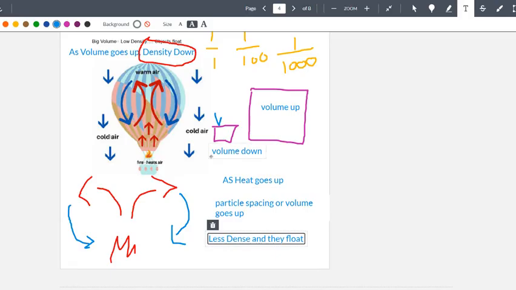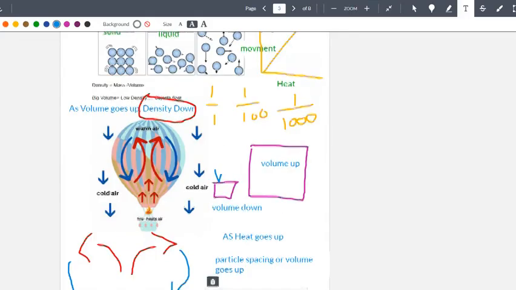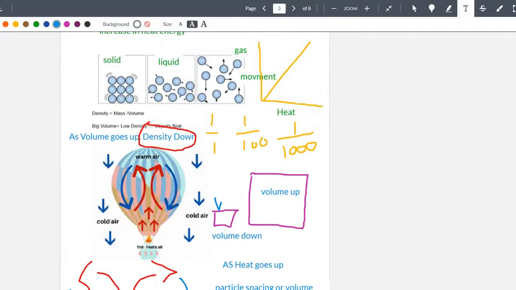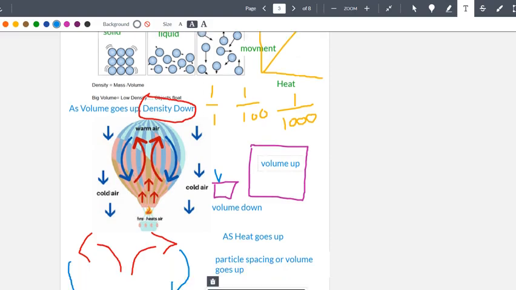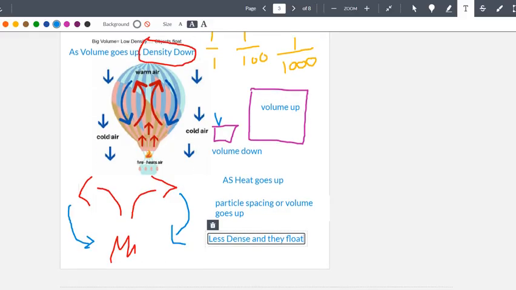I strongly suggest that you study this out. It has to deal with particle movement. Heat things up, they expand. Heat things up, they move around more. If they move around more, they have higher volume. If the volume goes up, there is less density.